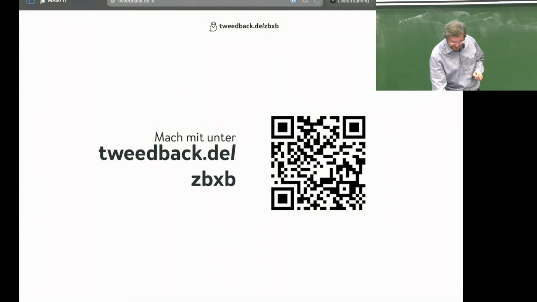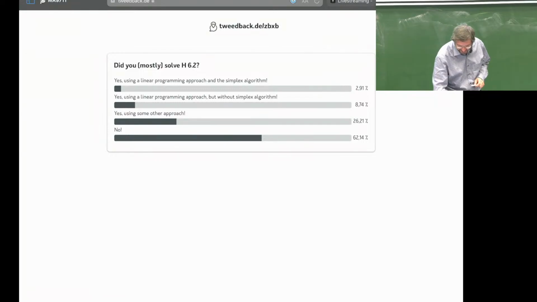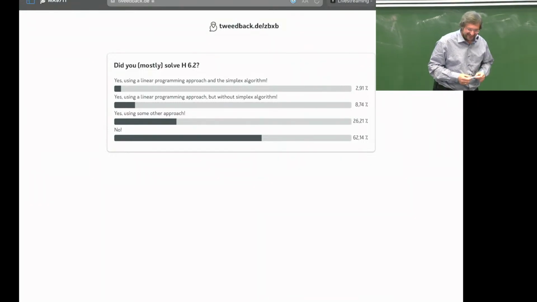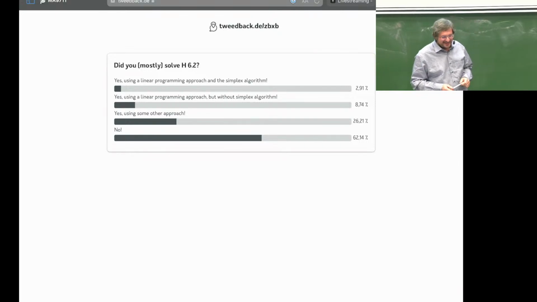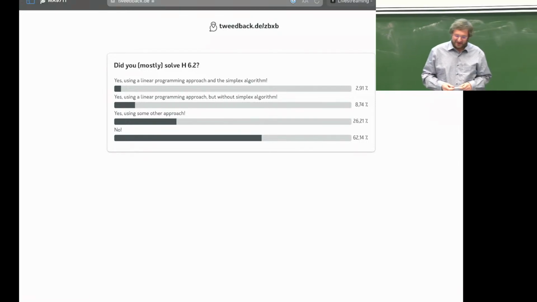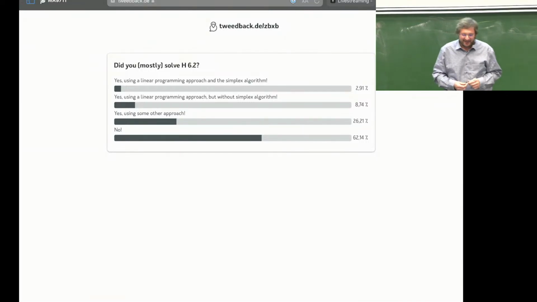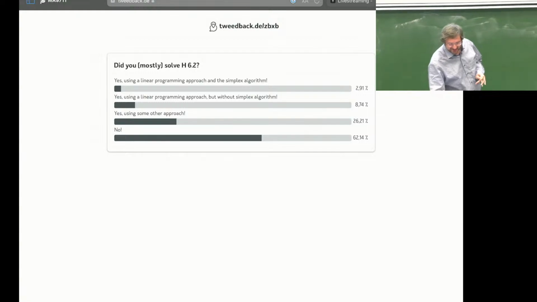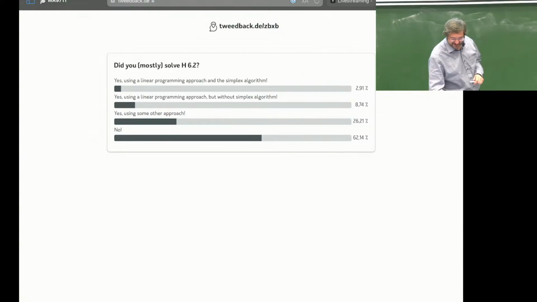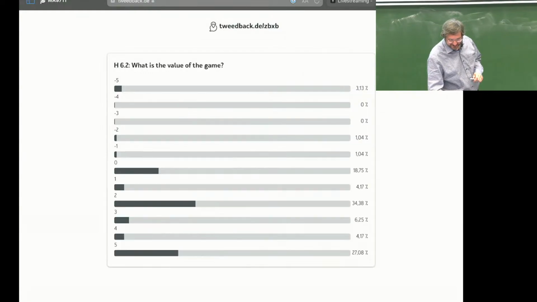Let's see how you solve this, or how you think you solve this. A slight majority didn't solve it at all. Most used some approach that is not linear programming, and some used linear programming, some even used the simplex algorithm. So we maybe will have a look at that today, just to show you how that is done. And let's see what value you got, finally.